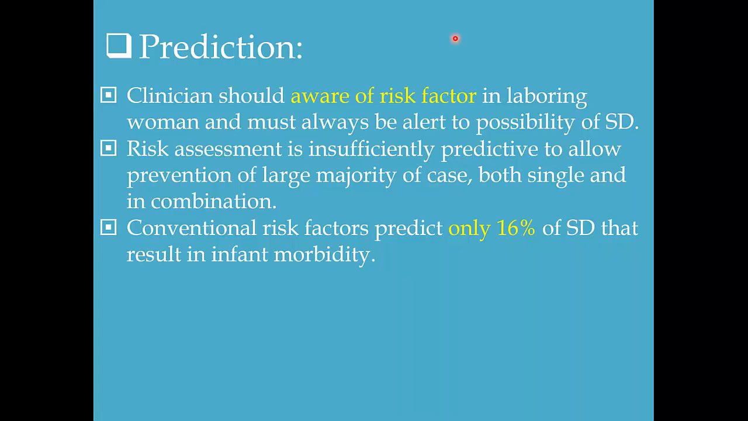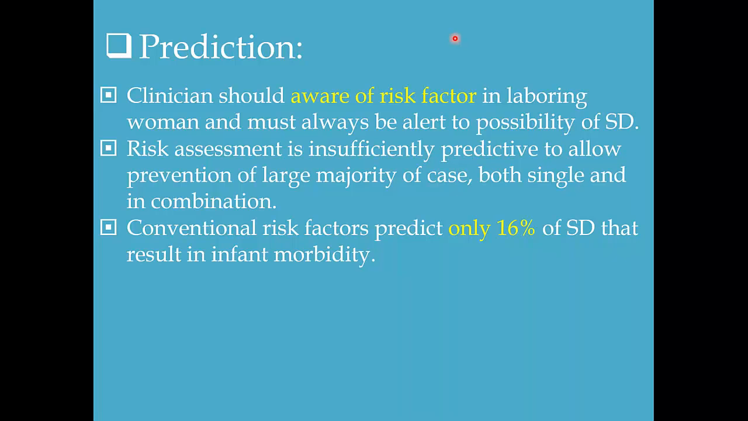Risk factors in pre-labor: previous shoulder dystocia, a macrosomic baby more than 4.5 kg, diabetic mother, maternal body mass index more than 30, and induction of labor. Yes, that is about the pre-labor risk factors.